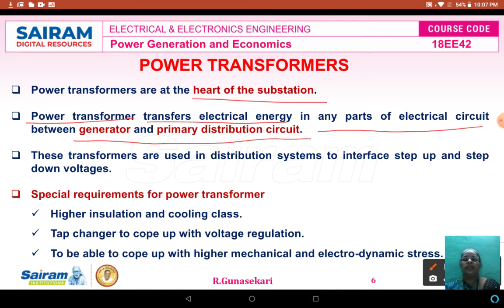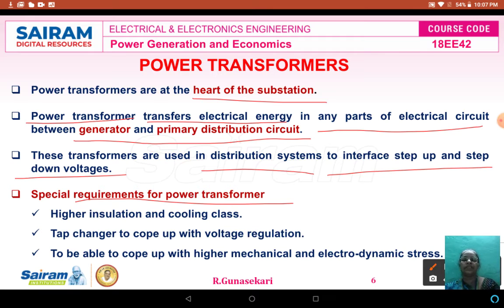The power transformers are used in the distribution system to interface step up and step down voltages only. That means from primary transmission to receiving substation, to secondary transmission, to substation, and then from substation to primary distribution. At this level we can use the transformer, whether step up or step down. And then, what are the special requirements for power transformer?